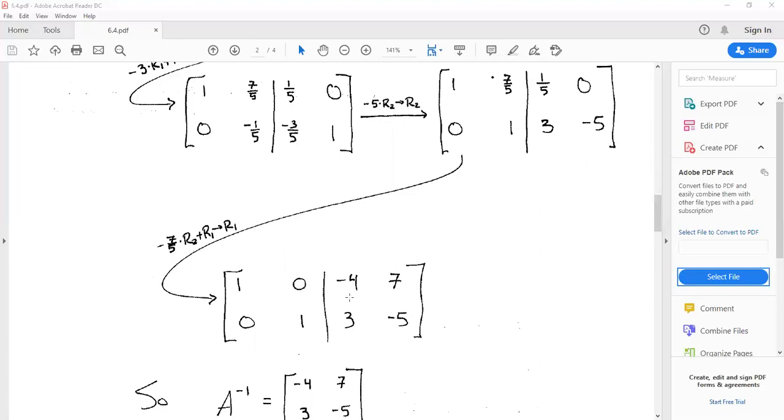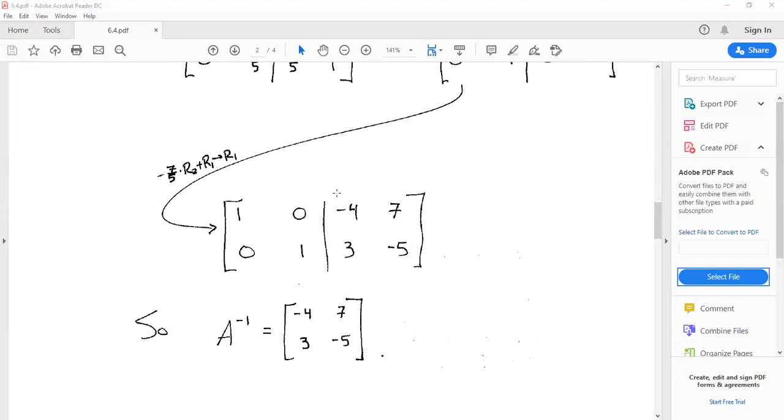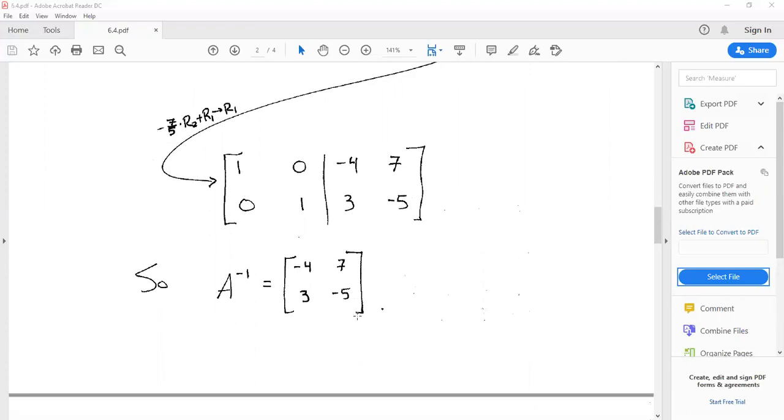Now we've got the 2 by 2 identity matrix on the left side of this augmented matrix, and we've got this new matrix on the right side of the augmented matrix. This new one is A inverse, and you can check that in the comfort of your own home.